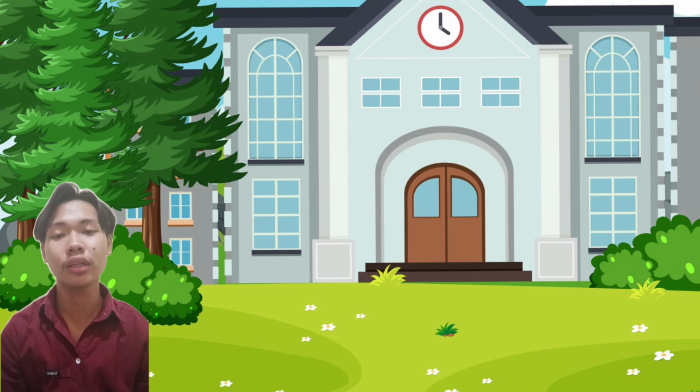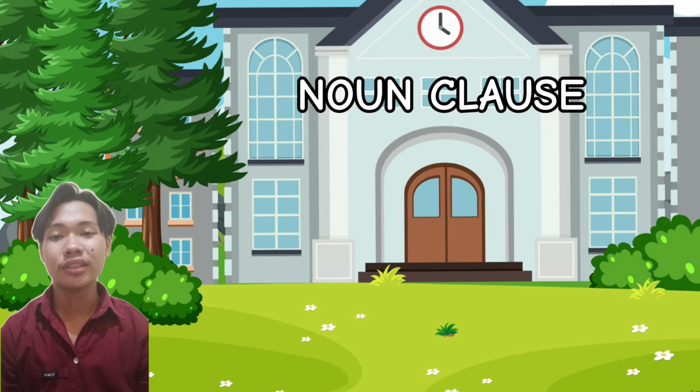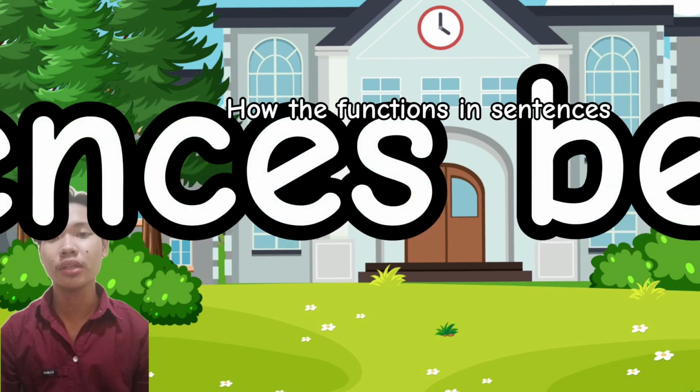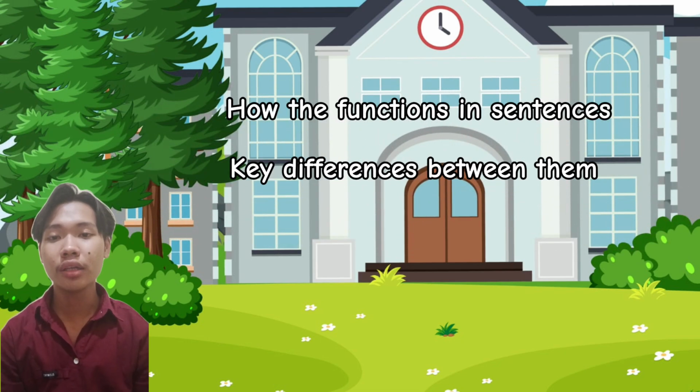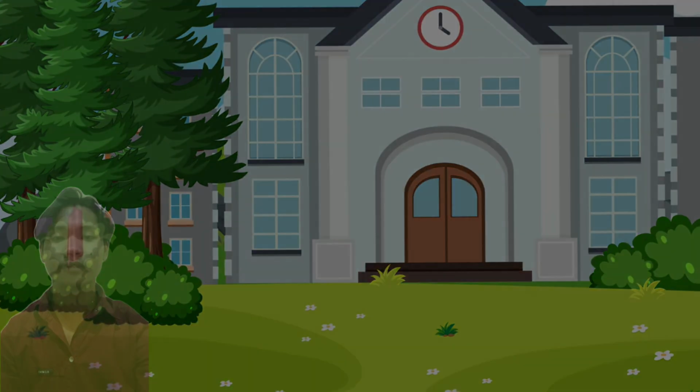Hello everyone, my name is Fachri Asri, and in this video we will delve into the fascinating world of clause in English grammar. Today I will be discussing three main types of clause. The first one is noun clause, the second is adjective clause, and the third is adverbial clause. I will explore what each type is, how they function in a sentence, and the key differences between them. By the end of this video, you will have a clear understanding of how to use these clauses effectively in your writing and speech. Let's get started.